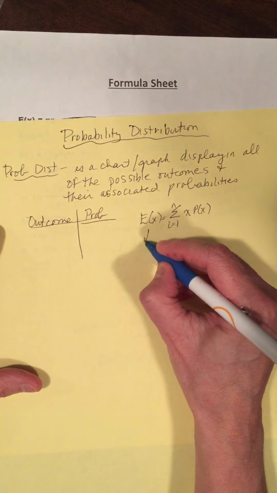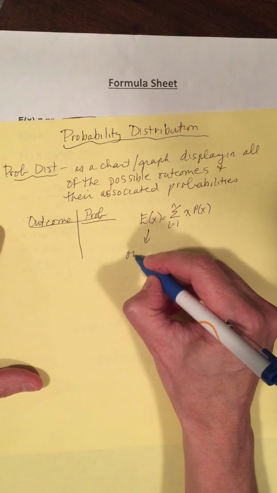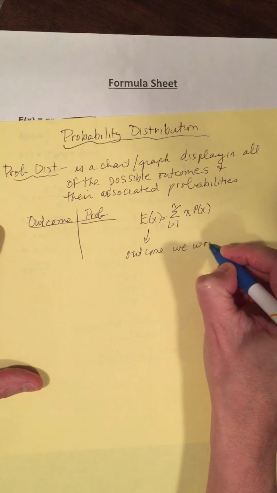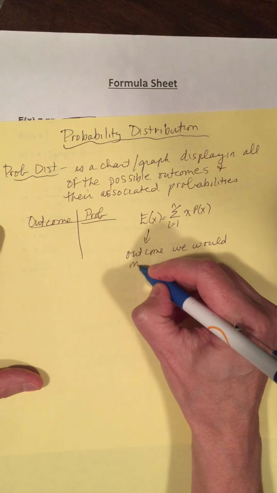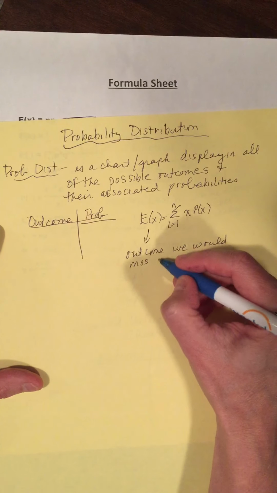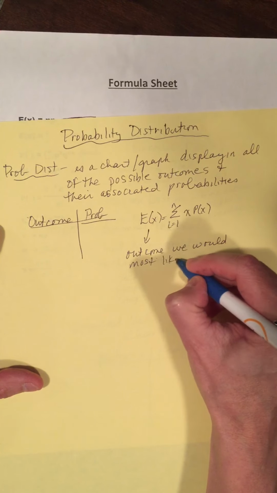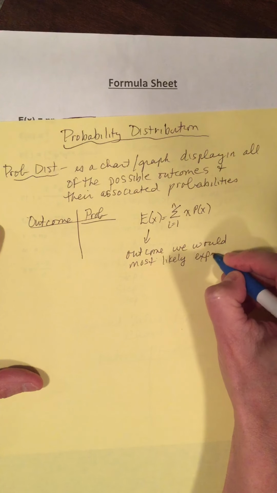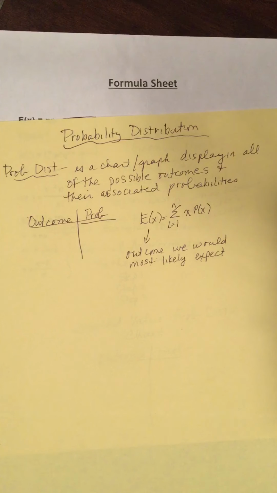And the expected value is the outcome we would most likely expect. Now, remember, the big thing that I stressed with this particular unit is the whole idea of it being an average. Okay, the whole idea of it being an average.